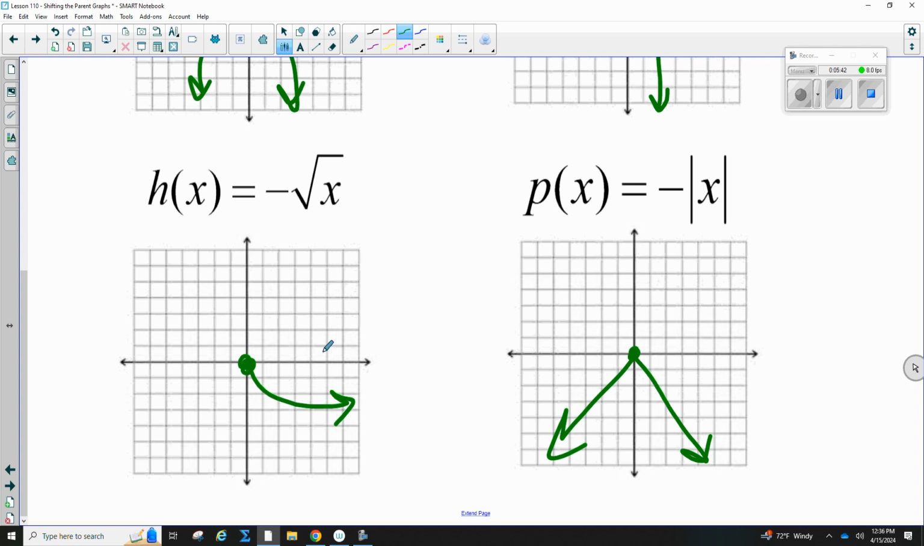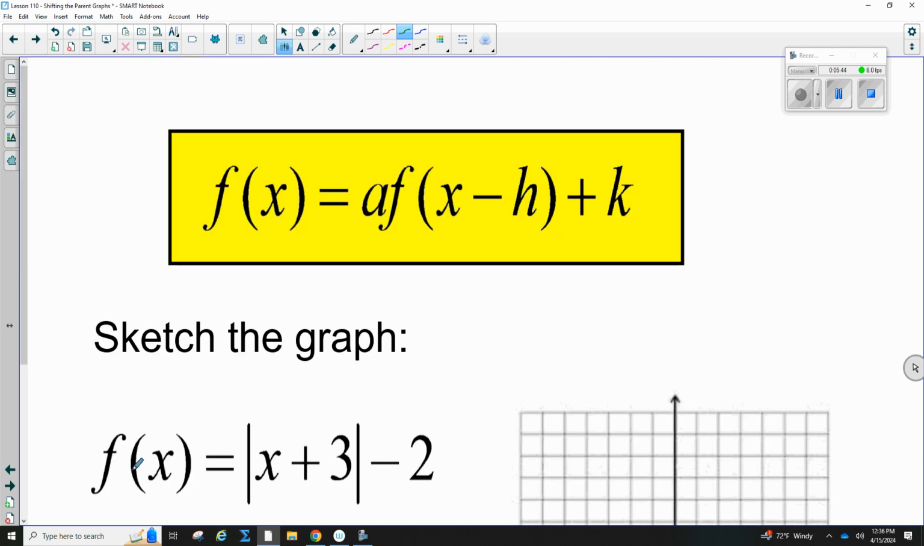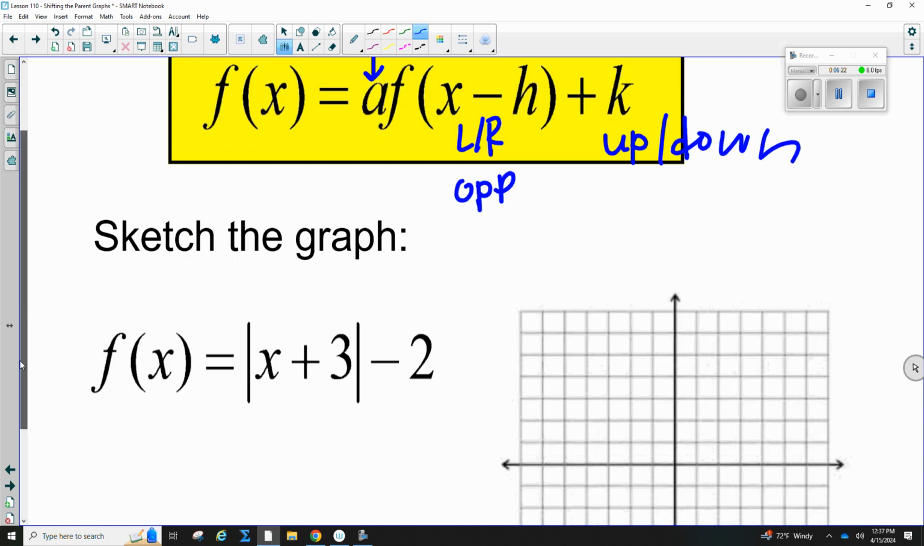Okay, now we're going to combine everything. All right, this is f of x equals a times f of x minus h plus k. This is a generic function. Okay, the a, if negative, makes it go down. In the future, if the a is like a 2, it makes it more skinny. And if it's a 1/2, it makes it more wide. But we won't do those in Algebra 1. It can change the width of the graph. And then this part right here moves it left, right, always opposite, and the plus k is the up or down part that's outside of the function. So let's combine and do a couple of things, okay?